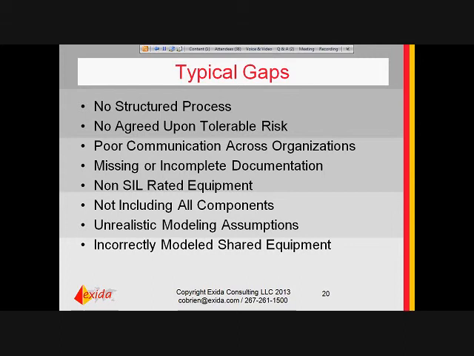I've seen cases where the modeling assumptions, and this again goes to when things are broken down into different organizations, the modeling of the initiating events for certain hazards are optimistic or incomplete. And another one is when there's shared equipment between maybe the basic process control system and the safety system, that can be modeled in a way that's too optimistic.